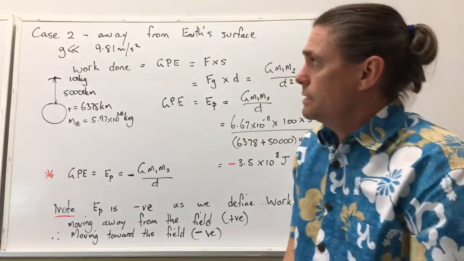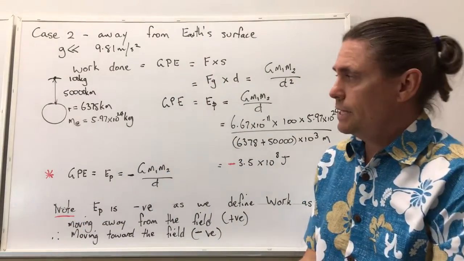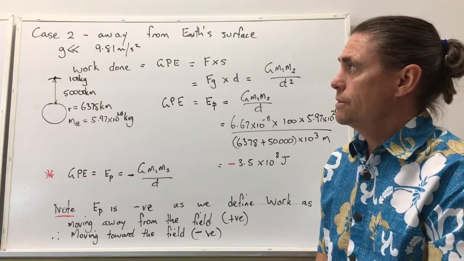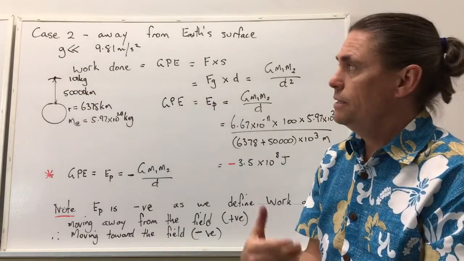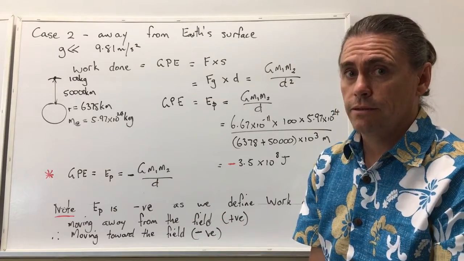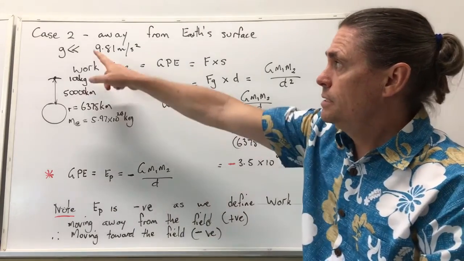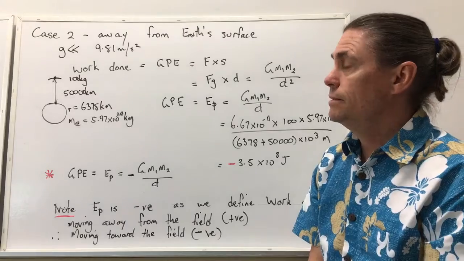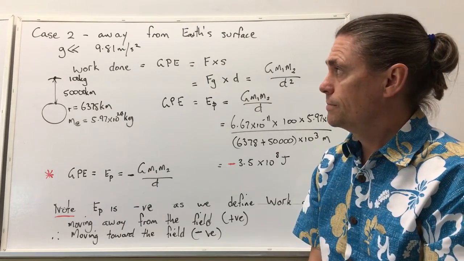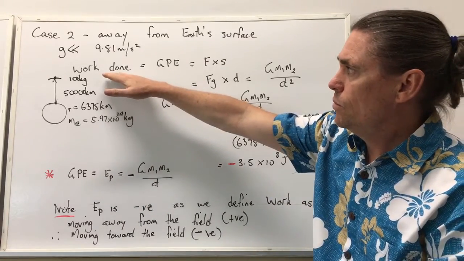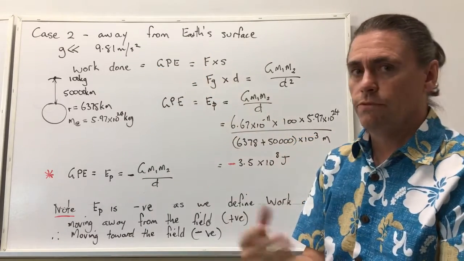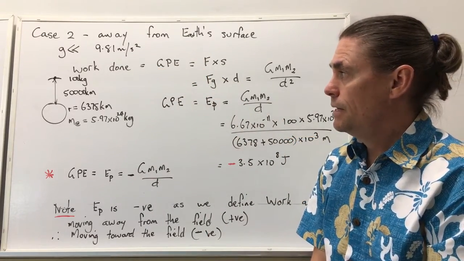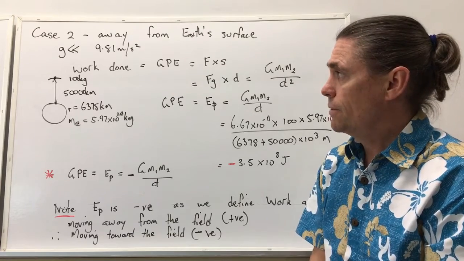Now our second scenario is where our object isn't in close proximity to the Earth. In other words, the acceleration due to gravity, or the field strength of that gravitational field, is much less than 9.81 meters per second squared. But once again, we're looking at work done equal to gravitational potential energy, which is also equal to force by distance.